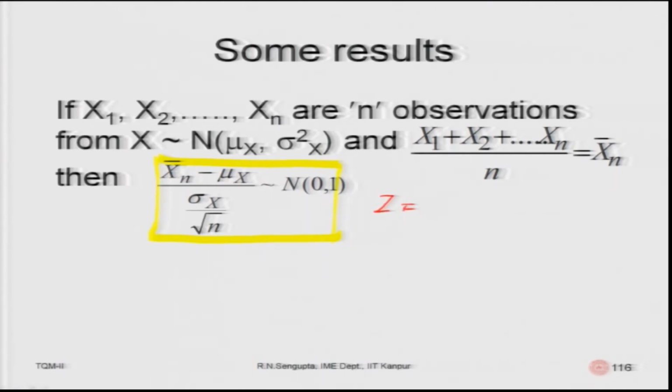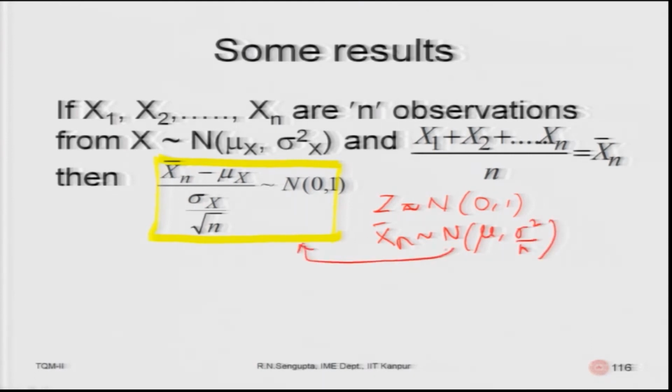So, this is a distribution because Z is normal 0, 1, and x bar n is normal mu, sigma square by n, and based on that you are getting this standard normal. In case x is normal with mu, sigma square, then obviously it will be x minus mu by sigma, that is distributed as normal 0, 1, and you do your calculations accordingly.